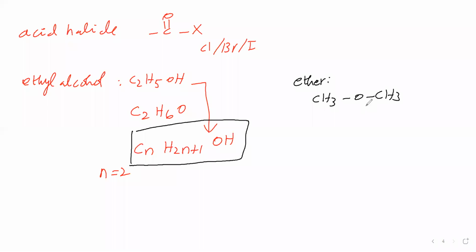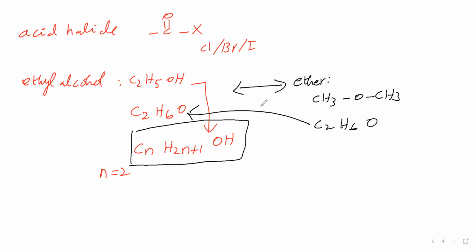For this we will see the general formula. Carbon is 2 times, hydrogen is 6 times, oxygen is 1 time. Now you see this and this are the same, no? So the general formula for alcohol and ether is just like one set. Alcohol and ether are just like one set.